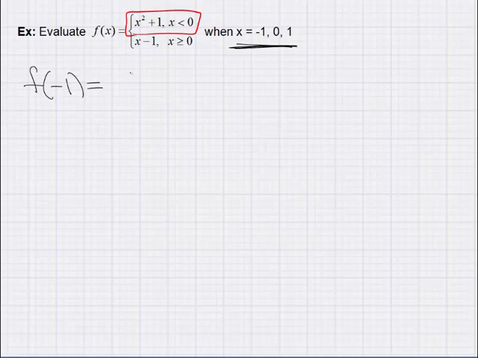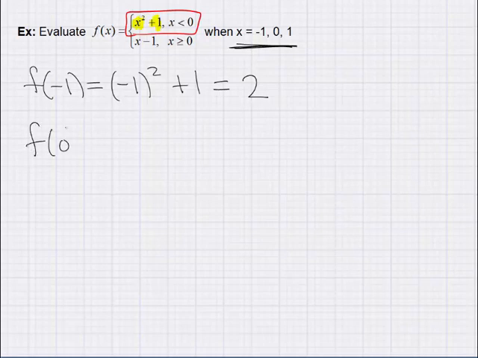So I say, alright, well, if I'm going to use that piece, what do I have to do? I have to take negative 1, square it, and then add 1, because that's what the function is. This function is x squared plus 1. So if I did that, what would I get? Negative 1 squared is 1, plus 1 is 2. So f of negative 1 is 2. Okay, let's do another one.